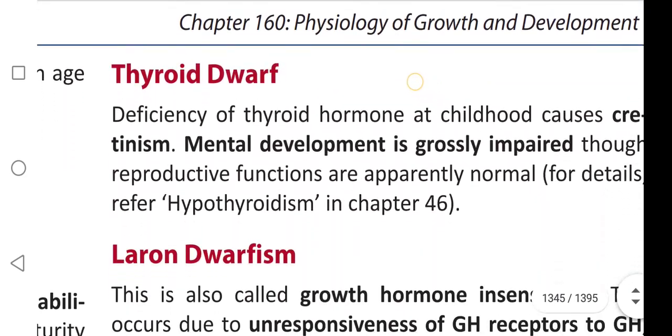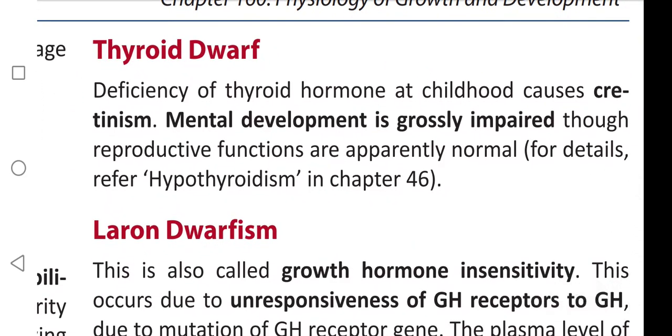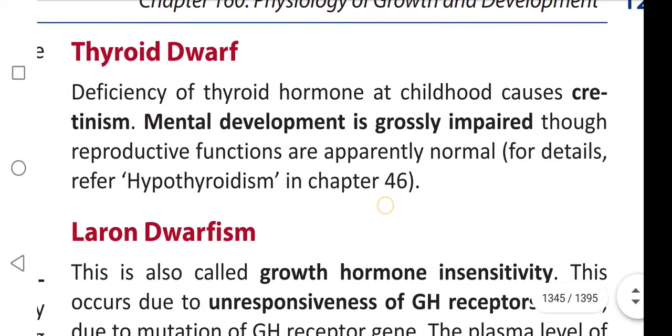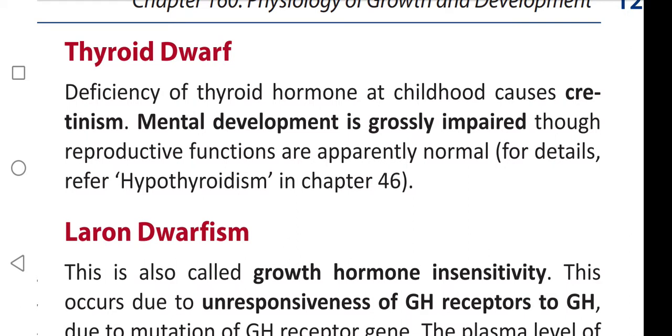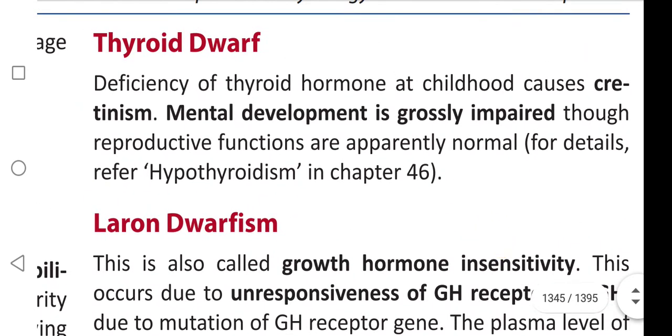Coming to thyroid dwarf, the deficiency of thyroid hormone at childhood causes cretinism. Mental development is grossly impaired, though reproductive functions are apparently normal. What is the difference between the thyroid dwarf and the pituitary dwarf? In pituitary dwarf, reproductive activities are impaired. In thyroid dwarf, mental retardation occurs.